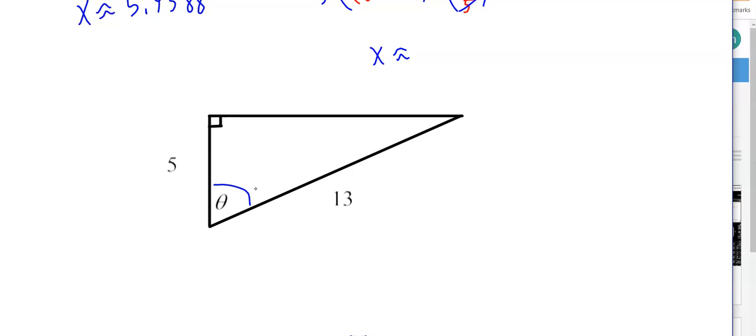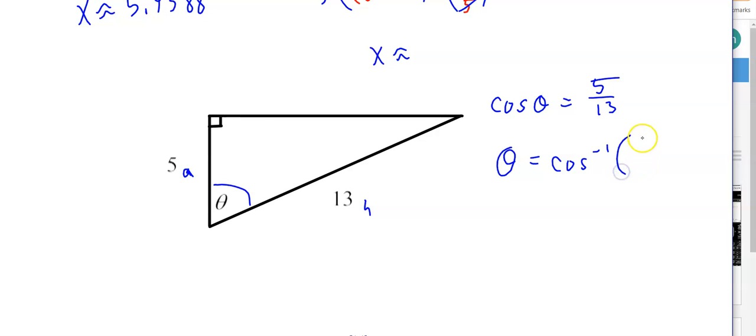Okay, so let's try this one. You have to figure out if it's sine, cosine, or tangent. SOHCAHTOA. I have the adjacent side here. Sorry, I have the hypotenuse here. So this is definitely going to be cosine. So cosine of theta equals 5 over 13.